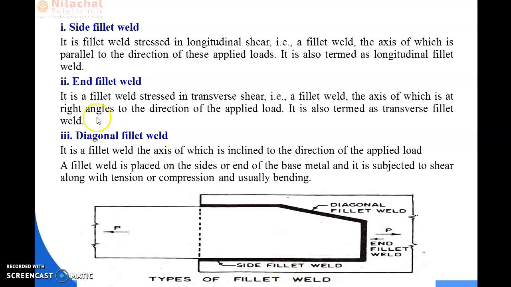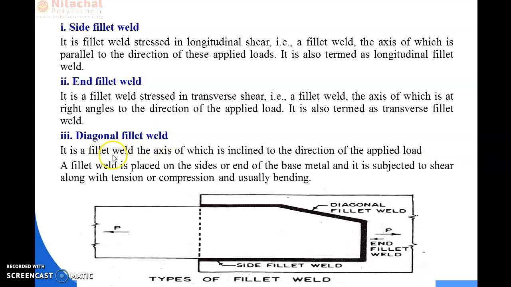So now comes the end fillet weld. In case of end fillet weld, the fillet weld is stressed in transverse shear, or the fillet weld exists at a right angle to the direction of the applied load, and it is also known as transverse fillet weld. So you can see this welding connection is at right angle to the loading. If the loading is in this direction and the welding is perpendicular to the loading, then this kind of welding is known as end fillet weld or transverse fillet weld. The last one is the diagonal fillet weld.